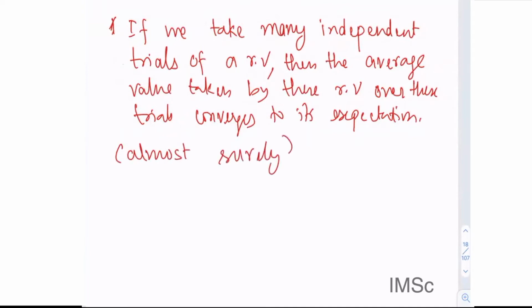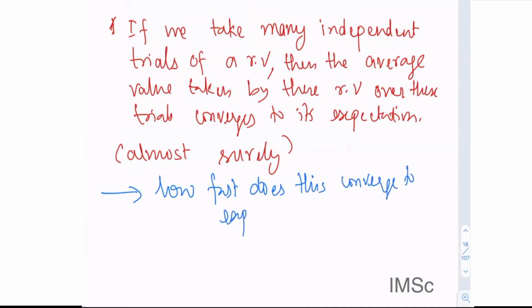What I'm saying is that if you have a random variable and you do many independent trials, and you look at the whole set of independent trials and your distribution, then over a period of time the sum of these independent random variables converges to its expectation. But what the law of large numbers doesn't tell us is how fast this converges to the expectation.